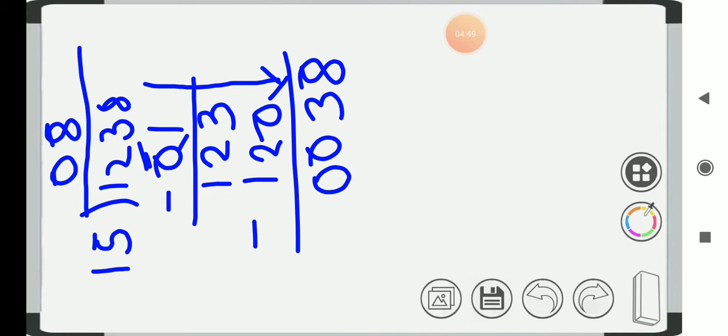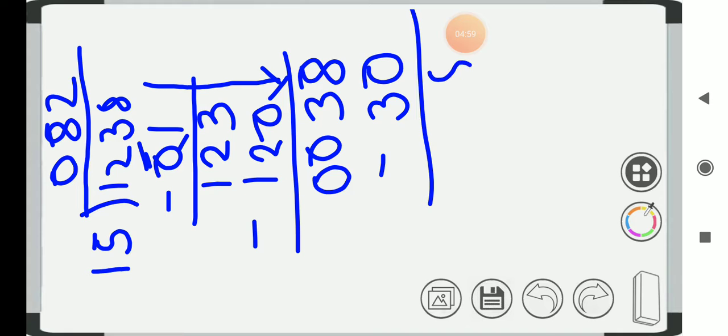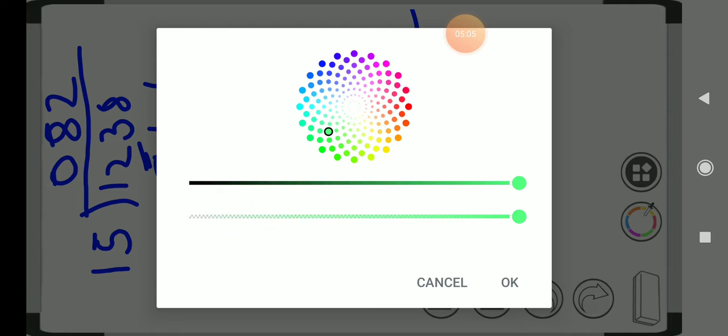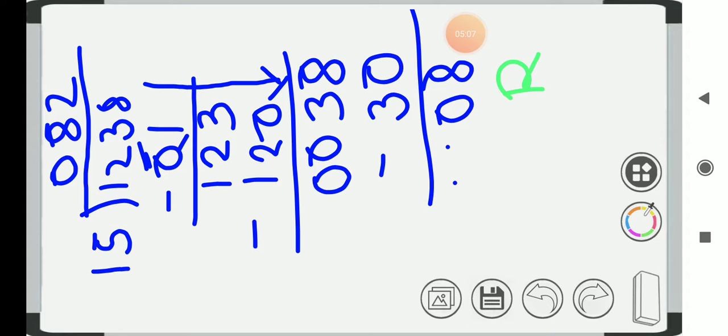Taking 8 downside. In the 15 table, is 38 there? No. 15 ones are 15, 15 twos are 30. 38 minus 30 is 8. So what is our remainder? The remainder is 8. What is our question? Our question is 1238. What is our dividend? 1238. What is our divisor? 15 is our divisor. I think you have understood this method also properly.